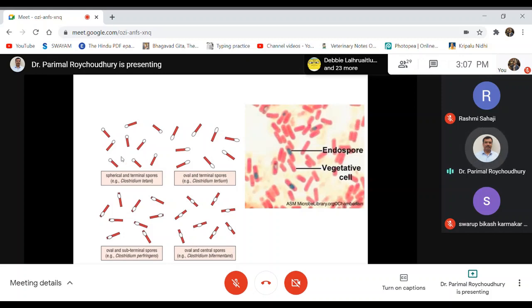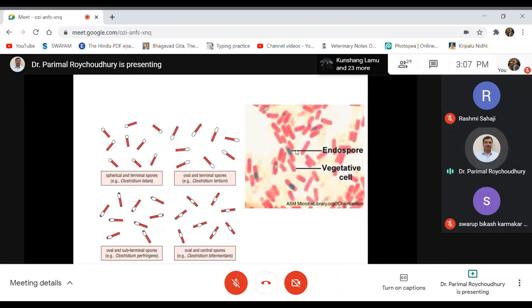For example, we know that Clostridium tetani produces terminal round bulging spores. So if your bacterial smear shows the bacteria presenting a central spore, it cannot be Clostridium tetani. So these are some good characteristics through which we can identify the bacteria.